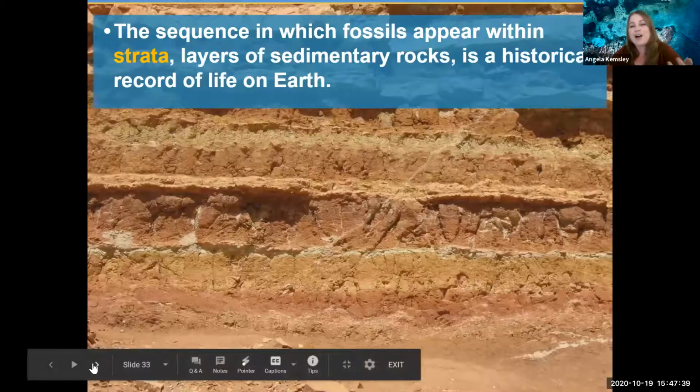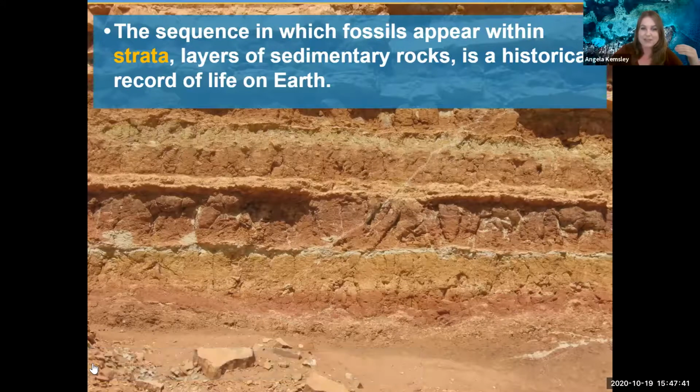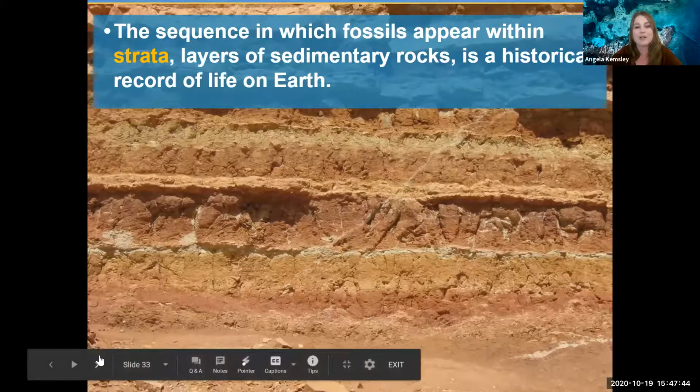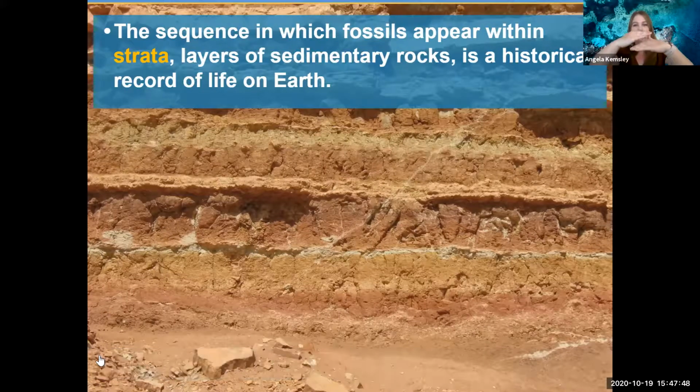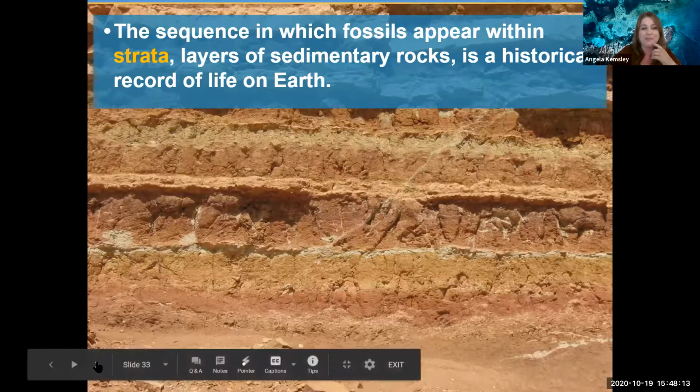So the sequence in which fossils appear within strata, layers of sedimentary rock, is a historical record of life on Earth, because usually the new layers will form over the old ones. And so we're able to date a layer, and we'll know then approximately when those fossils are from. There are some crazy things, like part of the Grand Canyon is flipped upside down because of some massive geological event. But usually they happen in layers, and the lower the layer, the older it is, and we can actually date those layers and figure out how old the fossils are within them.